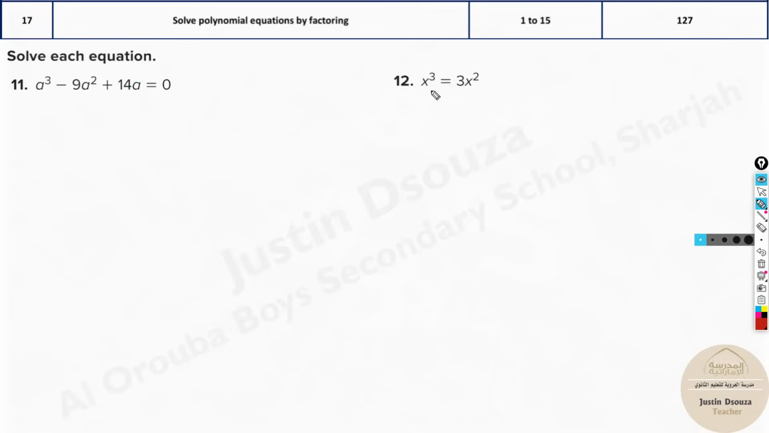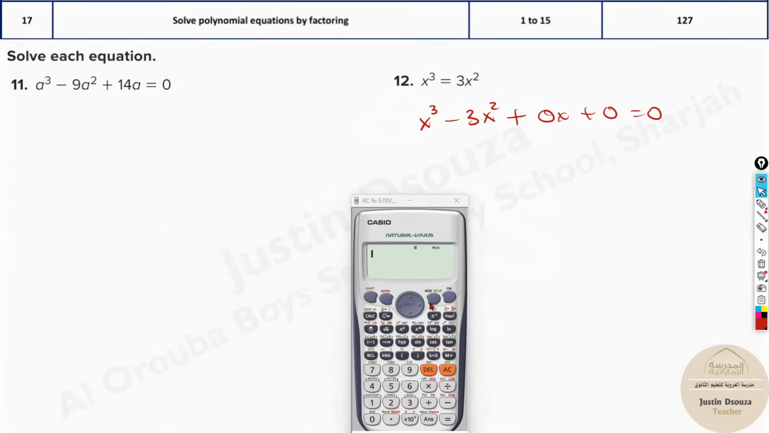Okay. Now how do we do this one? First take it to the other side. It will be x cubed minus 3x squared. There is nothing over here, plus 0x plus 0 is equal to 0, right? Now let's take the calculator again and do the shortcut method. Press mode 5 and 4. It is 1, minus 3, 0 and 0. What are the answers? 3, 0, and that's it.